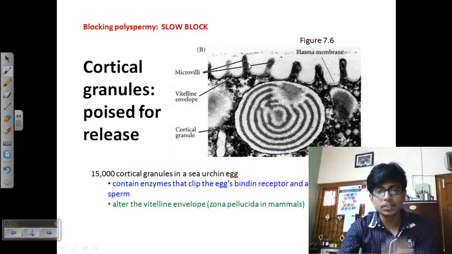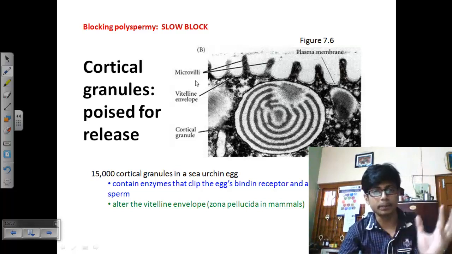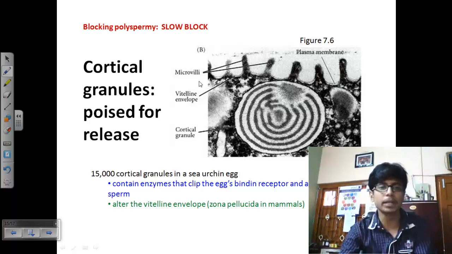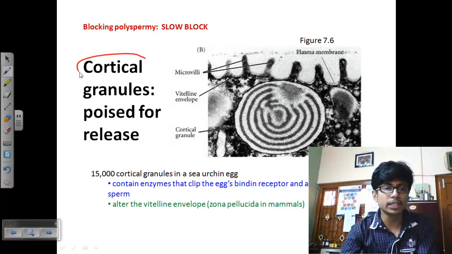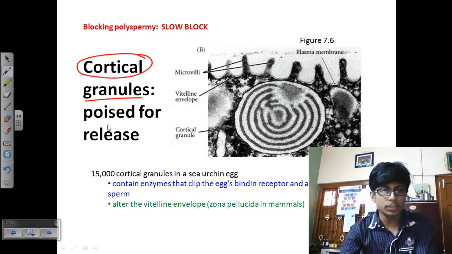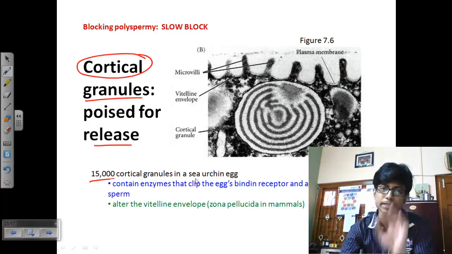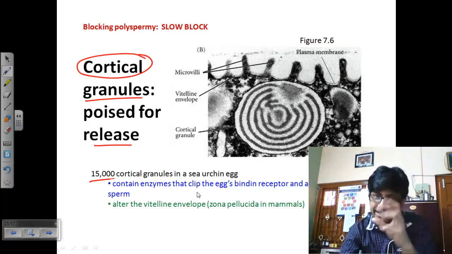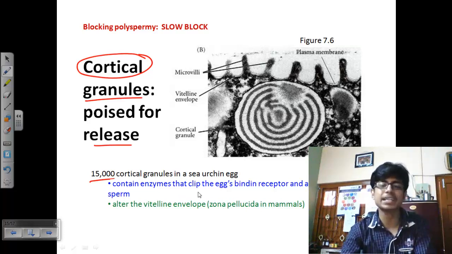So see here, for the slow block, and the mature block, the slow block means the permanent block. For this block, cortical granules play a vital role, which are poised for release. So see, there are about 15,000 cortical granules present in the egg, and they contain the enzyme that clips the binding receptor and any attached sperm.